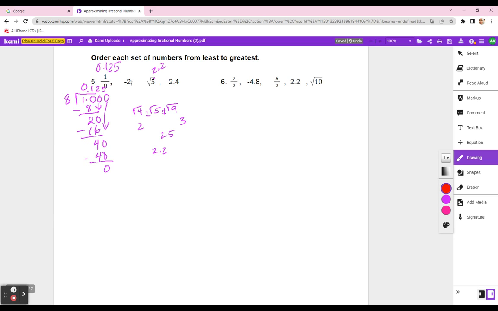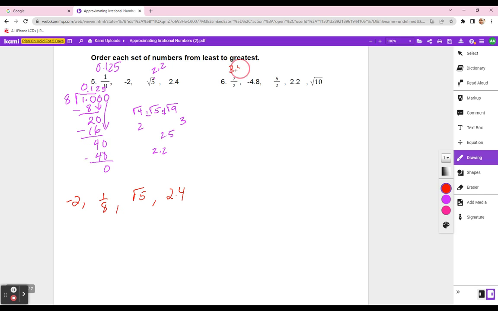Okay, so -2 would be the smallest number in this list because it's negative. Then it would be 1/8. Then it would be the square root of 5. And then it would be 2.4. Remember, when you order them from least to greatest, order the numbers in their original form. So you see, I didn't put 0.125 because originally it was a fraction. So you order them in their original form. All right, let's go to the next one.